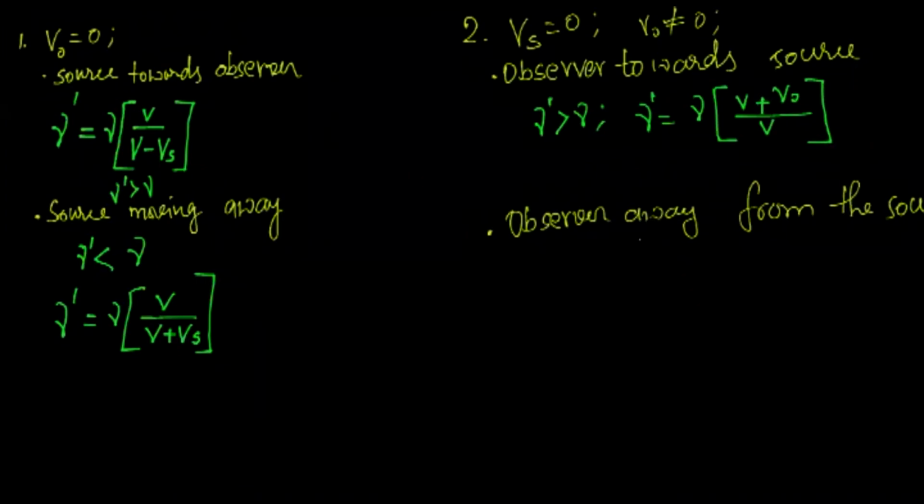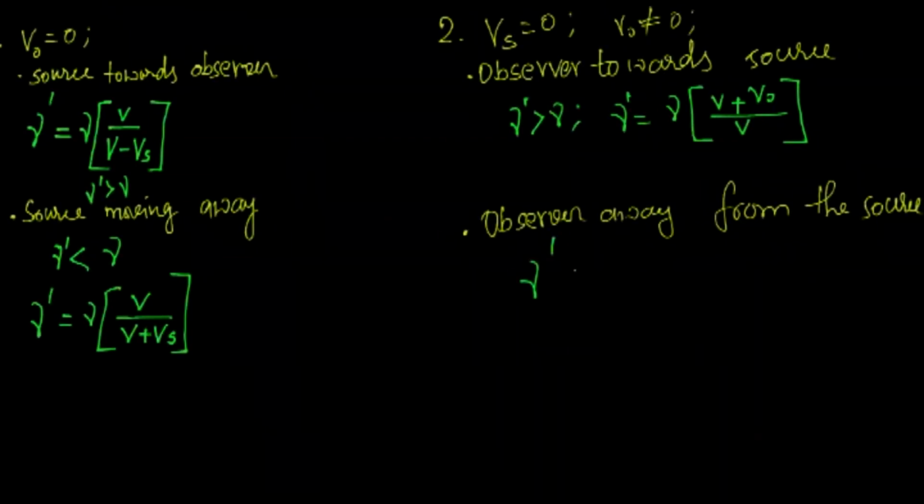In the second case, where observer is moving away from the source, the apparent frequency will be smaller than the true frequency. So I can write nu prime equals nu into (V minus V naught) by V.